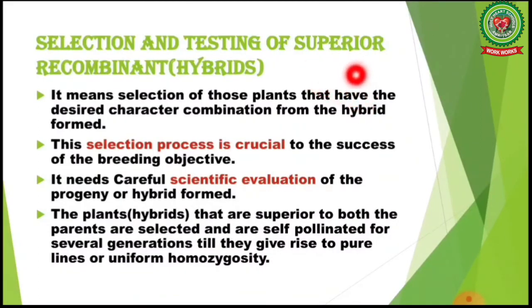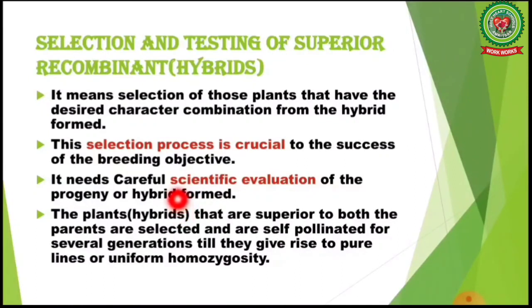Next is selection and testing of superior recombinants, called hybrids. It means selection of those plants that have the desired character combination from the hybrid formed. This selection process is crucial to the success of the breeding objective. It needs careful scientific evaluation of the progeny or hybrid formed.